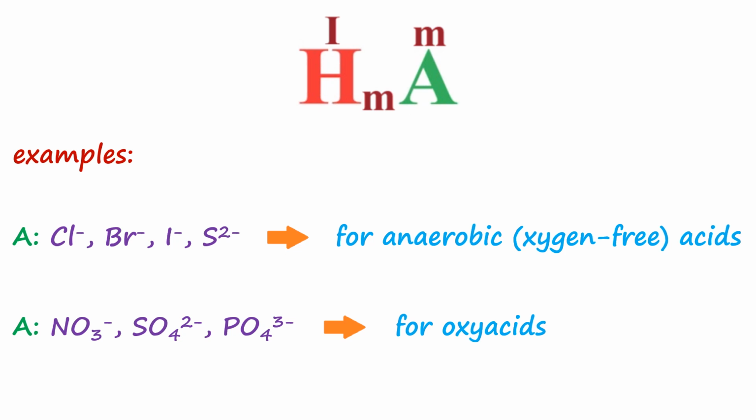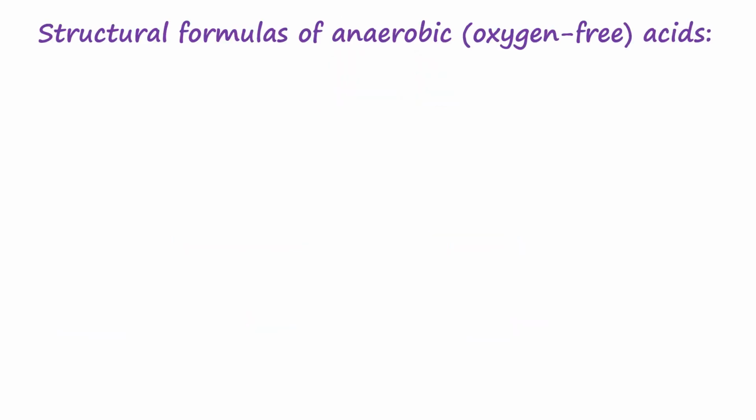An acid residue may include a group of atoms that also contain oxygen, for example, nitric, sulfuric, and phosphoric acid. Such acids are called oxyacids. We start by writing down the structural formulas of anaerobic acids, oxygen-free acids.